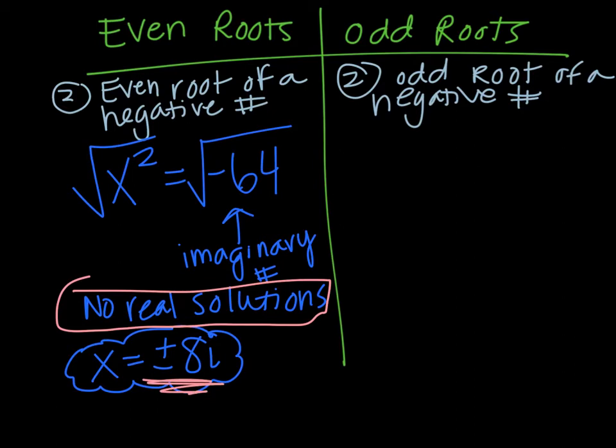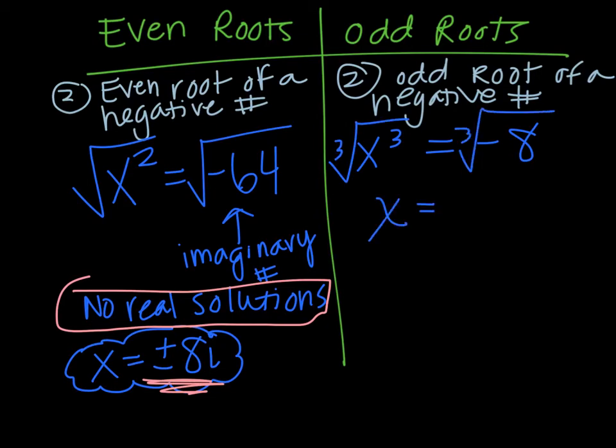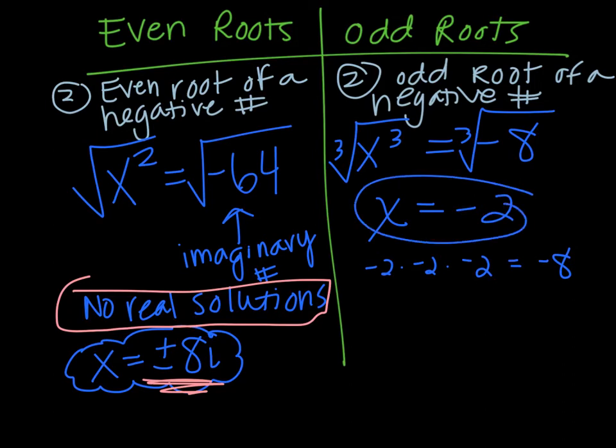Now we're going to look at the odd root of a negative number. So for instance, if we had x cubed equals negative 8, I would take the cube root of both sides again, and I would get x equals, as I showed you on the last screen, negative 2 times negative 2 times negative 2 is equal to negative 8. So x in this case is going to be negative 2. So there's only one answer for the odd roots. Any of the odd roots only have one answer, and it is possible to cube root a negative number.